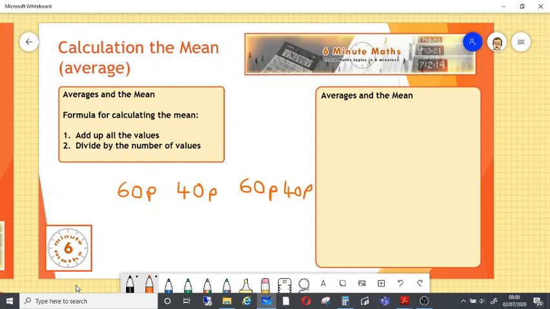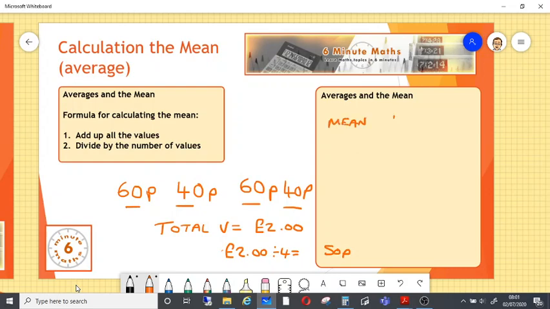Okay, so I add up all the values. 60 and 40 is £1, 60 and 40 is another £1, so the total of the values is £2. And we take those £2 and divide it by the number of values. So there's 1, 2, 3, 4 values. So £2 divided by 4 gives me an answer of 50 pence. So the mean price for a can of Coke is 50 pence. And that's it. That's the formula that you need to know.